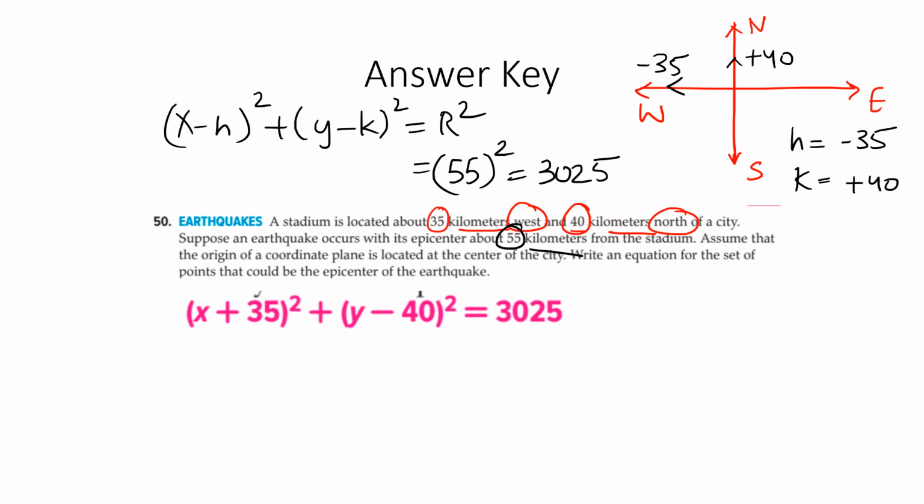Let's plug in h and k. h is negative, so minus of h will be positive. k is positive, so directly, and that's your answer. So you can check your answer key, very, very easy.